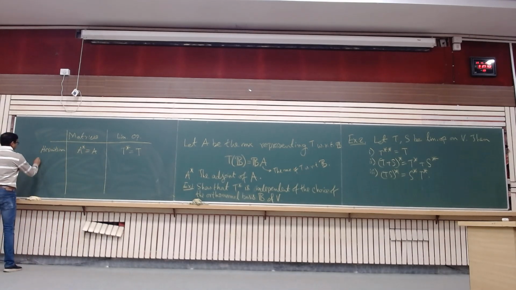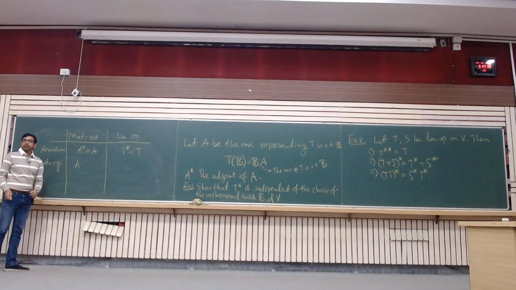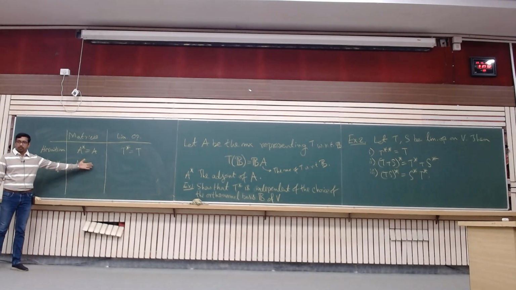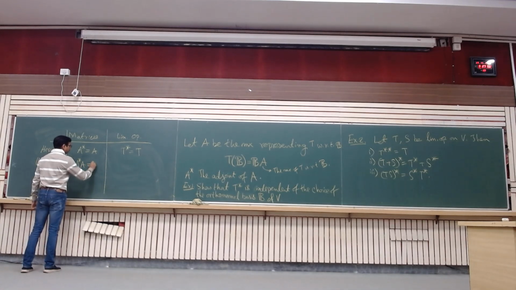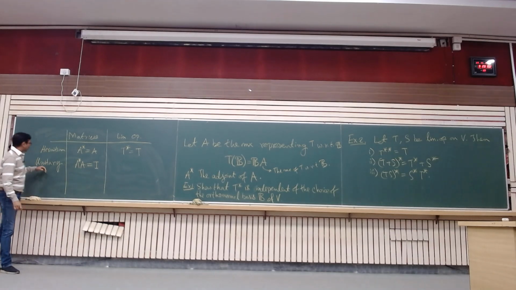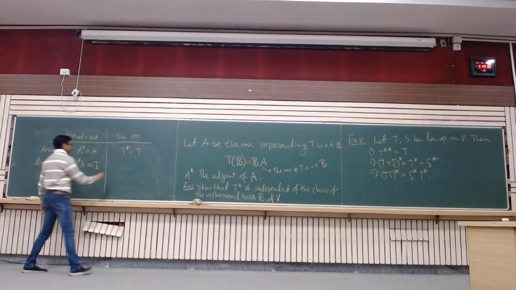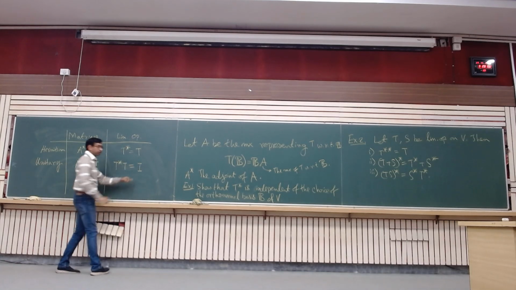Then unitary. What is the definition of a unitary matrix? A star A is equal to identity, right? So A star A is equal to identity. And similarly, we define a unitary linear operator as T star T equal to the identity operator.